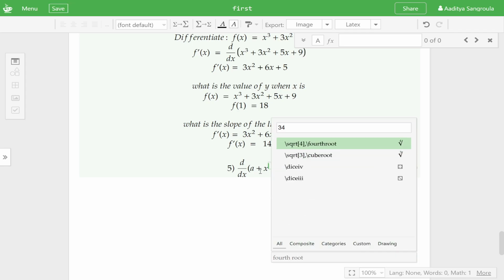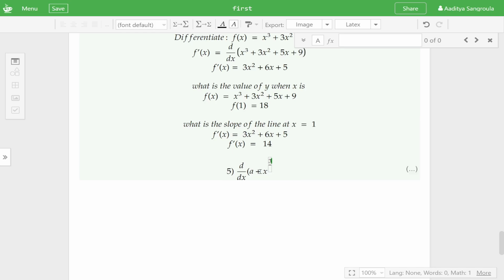Drag 3 over 4. Right, a plus x raised to the power 3 over 4. Yeah, so it's going to be a plus x raised to the power 3 over 4 and a minus x raised to the power 1 over 4. So now, how do we differentiate this function? Well, it's pretty easy.